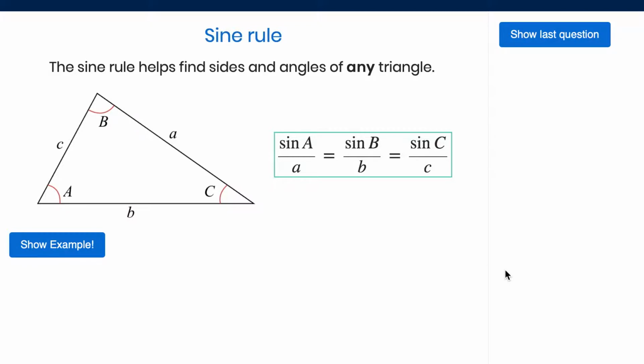Okay, so for any triangle with angles capital A, B and C, and opposite sides small a, small b and small c, we have a special ratio called the sine rule, which is sine A over a is equal to sine B over b is equal to sine C over c. Now when written like this with sine A, sine B and sine C on the top, we use the rule to find missing angles. However, in this video, we'll be using the sine rule to find missing sides.